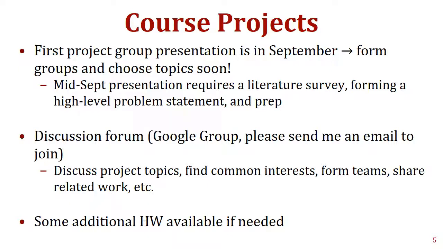So in the Google group, it's a good place to discuss project topics, find common interests, and also form teams and also share related works. You can also talk about the course content and also homeworks, but just remember, don't violate the policy for the class. We also might have some additional homework available if you need it to get some bonus scores.